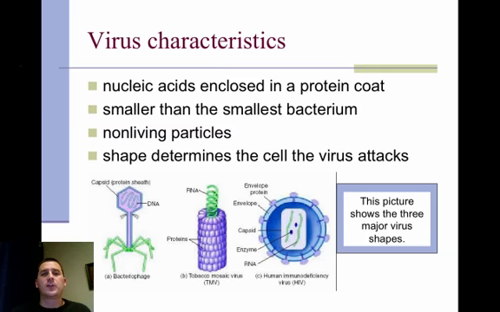So the basic 4 characteristics of a virus are: viruses are made up of what's called nucleic acids, which are going to be your DNA or RNA. These are going to be enclosed in what's called a protein coat or a capsid. They're smaller than the smallest bacterium, so we can't see them in our labs because our microscopes don't have enough resolution or magnification to do this. They're non-living particles, and their shape determines what cells they're actually going to attack. And below here is a picture of the 3 most common ones we're going to talk about. We're going to talk about bacteriophages, the tobacco mosaic virus, and HIV, or human immunodeficiency virus.